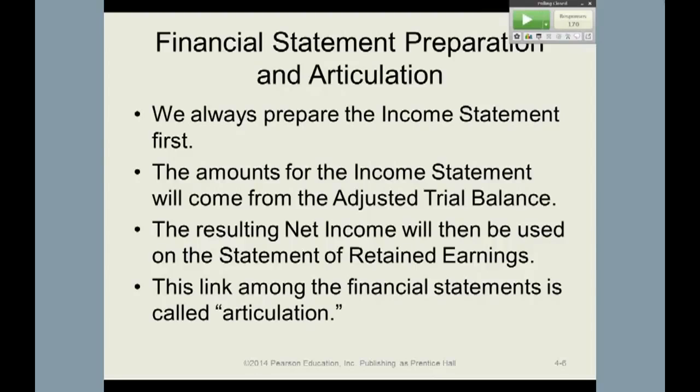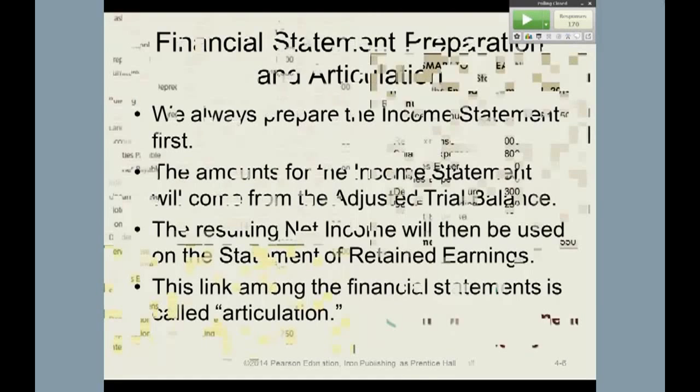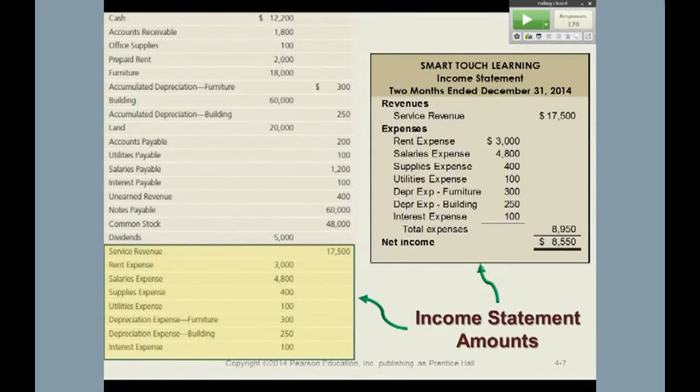Okay, so from the statement of retained earnings, you have to think about the fact that the income comes from the income statement, and the balance of retained earnings goes into the balance sheet. So let's see that again just to review. If we take a look at this adjusted trial balance, this is after all of the adjusting journal entries were journalized and posted. The income statement accounts, of course, would include the service revenue and all of your expenses.